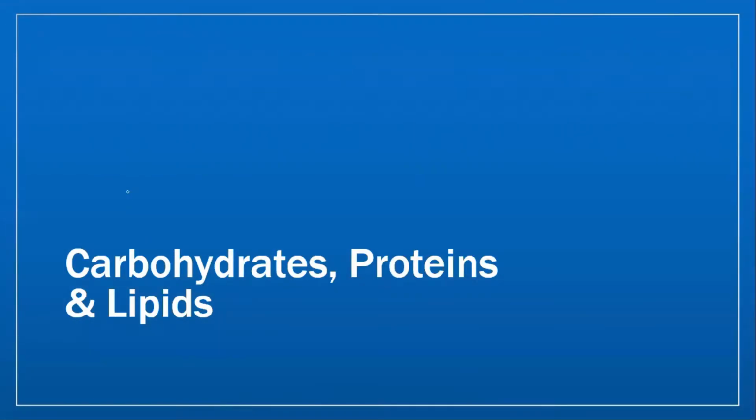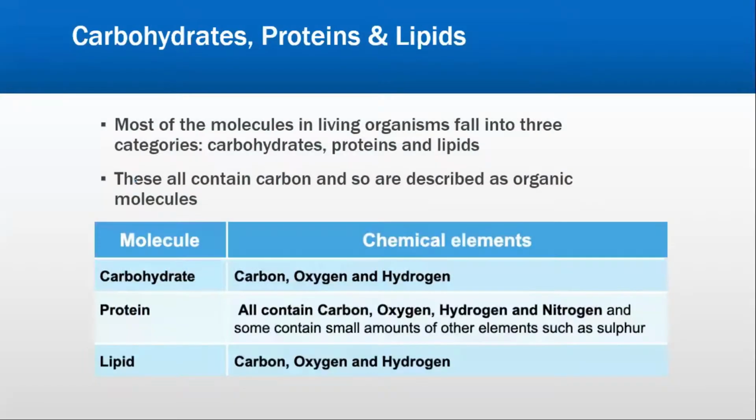Now in biological molecules we have carbohydrates, proteins and lipids. Most of the molecules in the living organisms fall into three categories. वो हैं कौन कौन सी? Number 1 carbohydrates, number 2 we have proteins, and number 3 we have lipids. तो ये आपको तीन categories हैं of biological molecules.